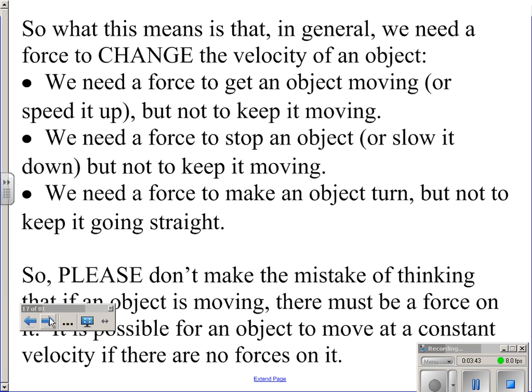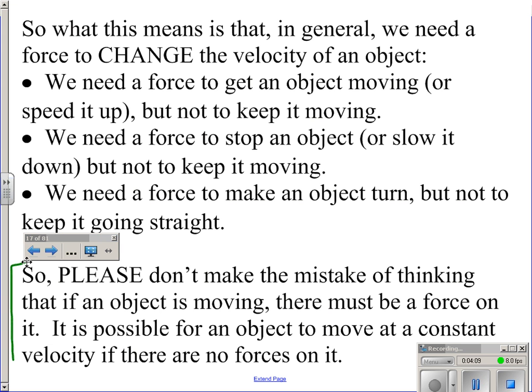All right? So what this means is that, in general, we need a force to change the velocity of an object. We need a force to get an object moving or to speed it up, but not to keep it moving. We need a force to stop an object or slow it down, but not to keep it moving. And we need a force to make an object turn, but not to keep it going straight. In other words, if you want an object to accelerate, if you want the velocity to change, we need a force.